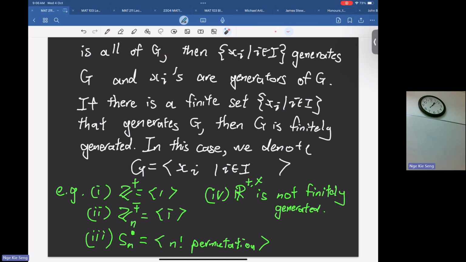Let me write down what Sn is again. Sn is a function, not just any function, it's a bijective function on a finite set. And there are n factorial of them. But actually we can reduce the generators inside, together with the help of relations. Maybe we'll touch on it later.